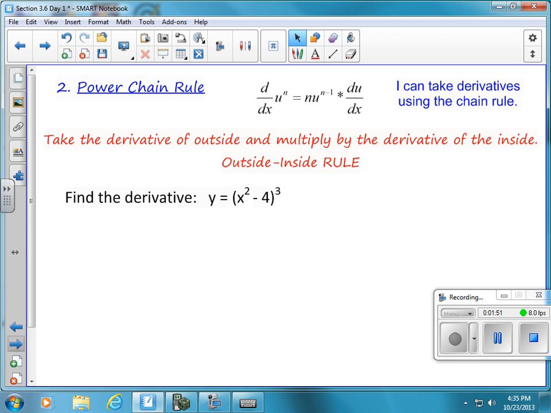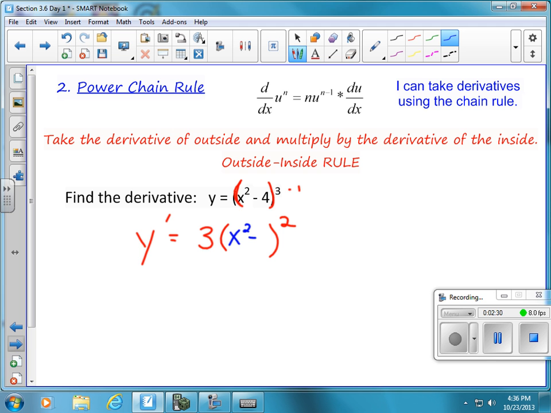All right, so we want to take the derivative of the outside and multiply by the derivative of the inside. So it's called the outside-inside rule. I always start with the derivative of the outside. The outside function is something to the third power. So when we take a derivative of something to the third power, we multiply by 3, the power, subtract 1, and we have the something squared. Our something happens to be the inside, which is x squared minus 4.